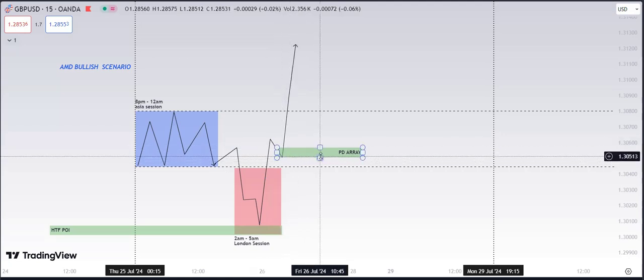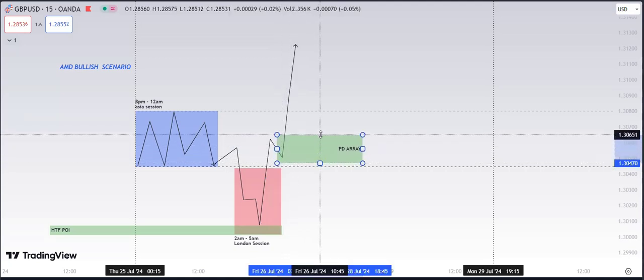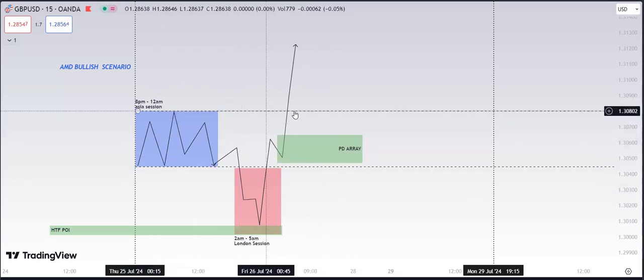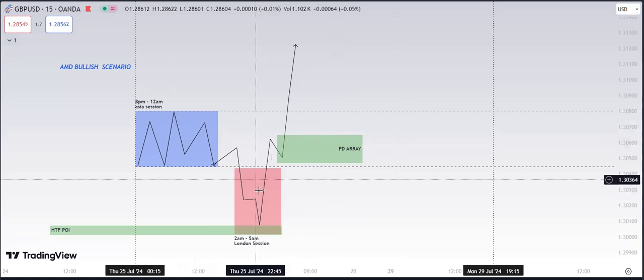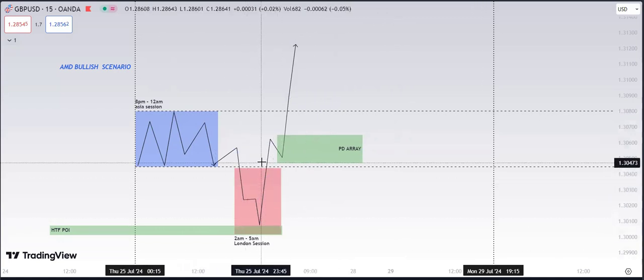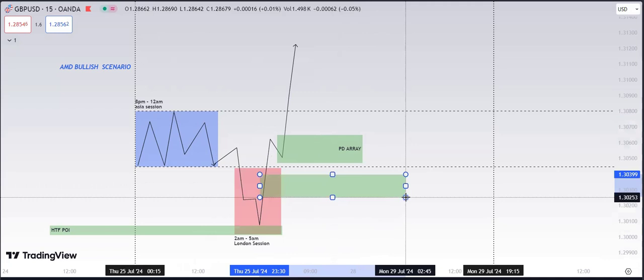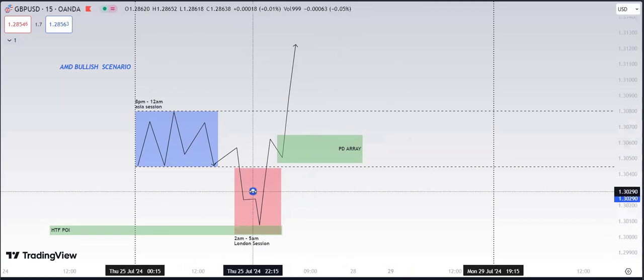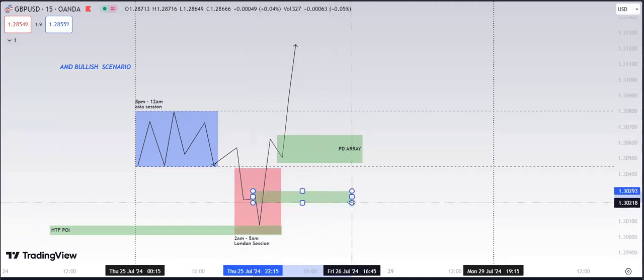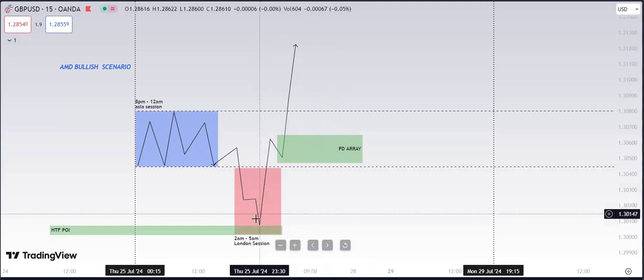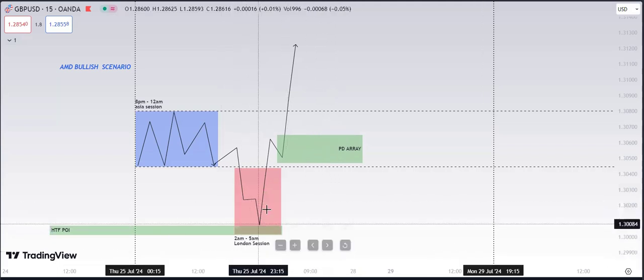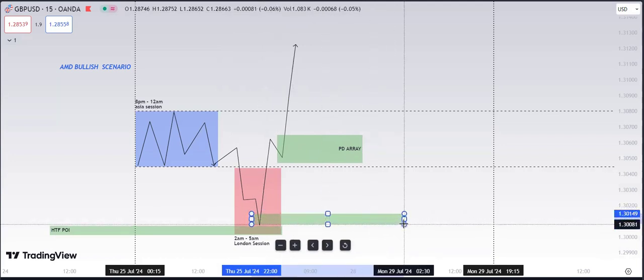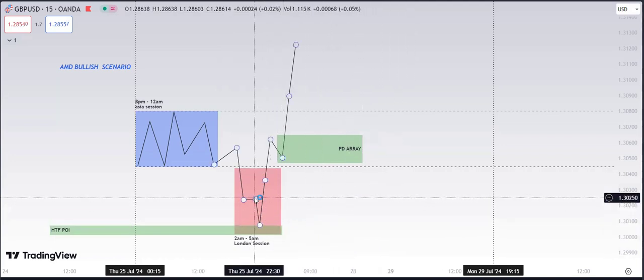But you need to understand that it is also a PD array, and that PD array has to be in this Asian field, not outside here. You don't want to take any PD array here. They are invalid. This breaker block you are seeing here is invalid. Price will never come back to use it. This order block you are seeing is invalid for an AMD setup. Price will never come back to use it.